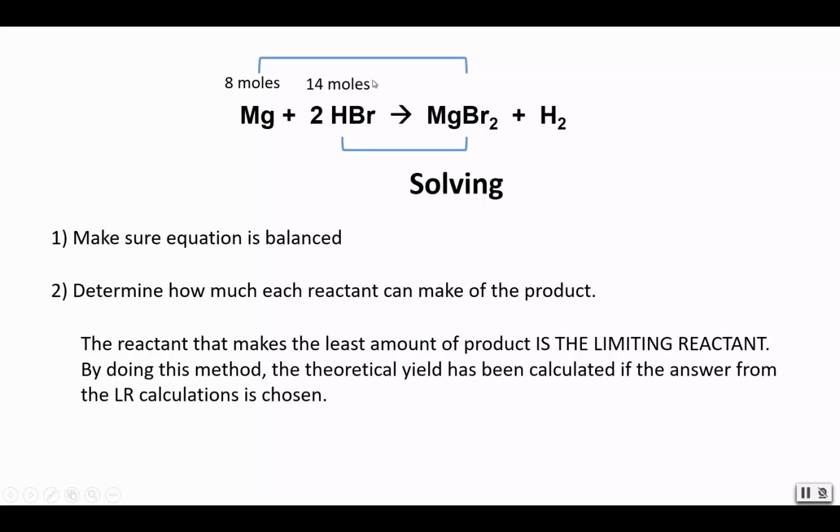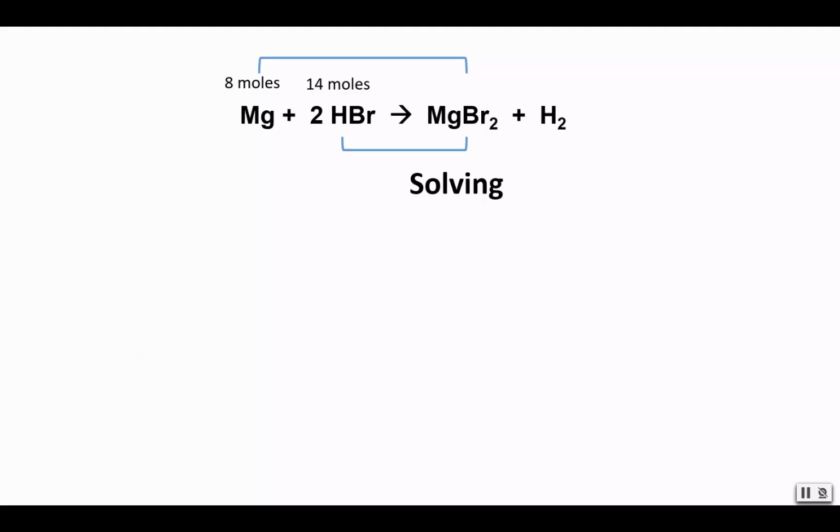And by determining how much I make of this product, I'm also determining the theoretical yield, because I'm saying 8 moles of magnesium can theoretically make whatever of magnesium bromide. 14 moles of hydrobromic acid can theoretically make so much of magnesium bromide. So in a way, I'm kind of answering both questions if I use this method. All right, so this is a typical setup.